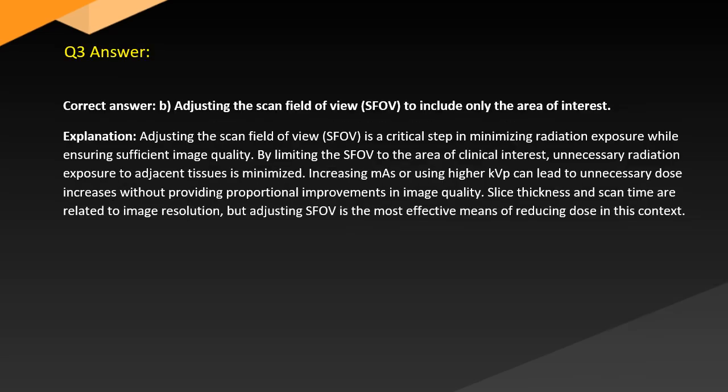Answer. Correct answer. B. Adjusting the scan field of view (SFOV) to include only the area of interest. Explanation. Adjusting the scan field of view (SFOV) is a critical step in minimizing radiation exposure while ensuring sufficient image quality. By limiting the SFOV to the area of clinical interest, unnecessary radiation exposure to adjacent tissues is minimized. Increasing mAs or using higher kVp can lead to unnecessary dosing without providing proportional improvements in image quality. Slice thickness and scan time are related to image resolution, but adjusting SFOV is the most effective means of reducing dose in this context.